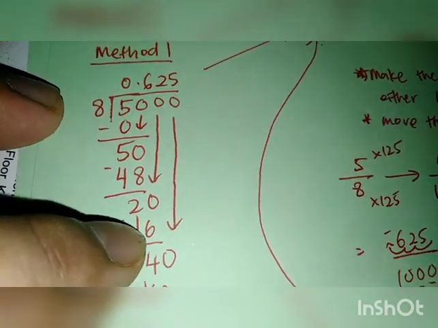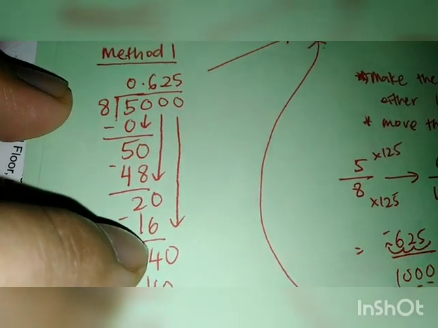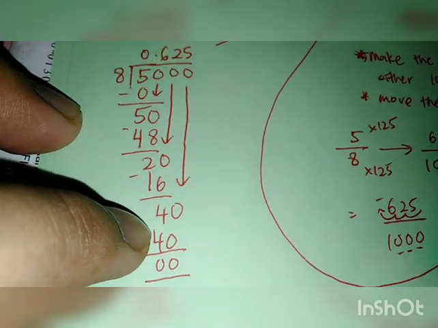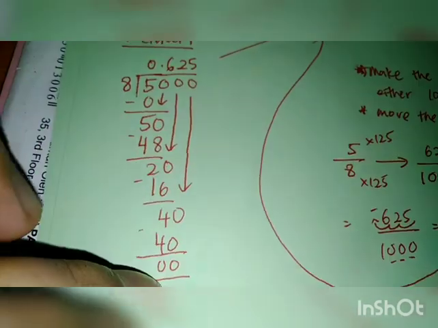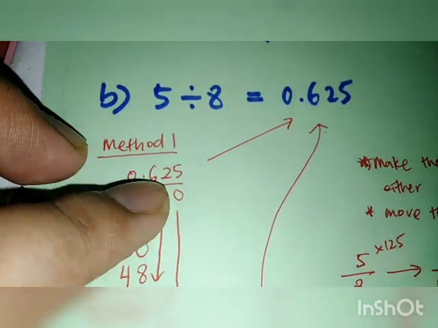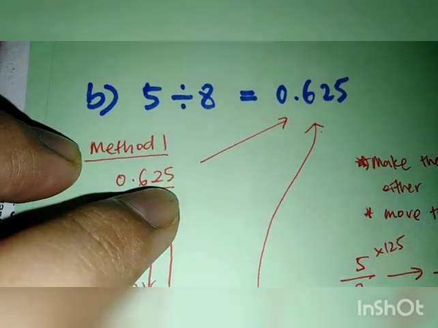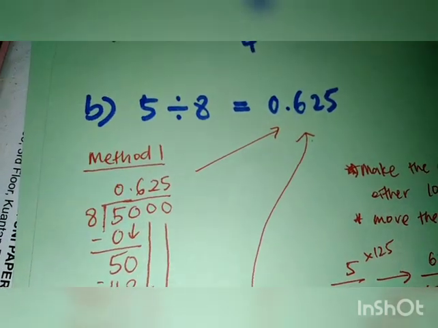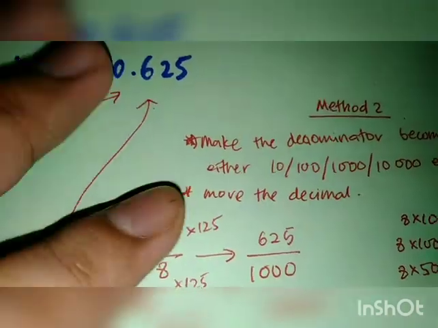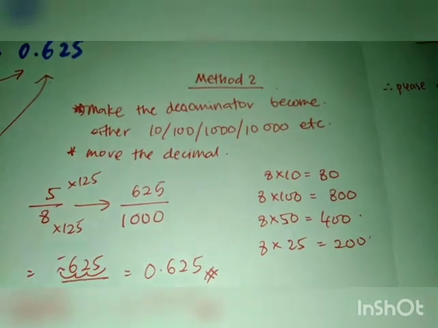So the nearest one is 16. 8 times 2, we get 16. So 20 minus 16, you will get 4. So bring down another 0 here. So 40. 8 times 5, you will get 40. So 40 minus 40, you will get 0. Alright, so then here you will get the final answer 0.625. Okay, so this is the first method where you just need to perform the long division. Alright, the second method is you will use the fraction.